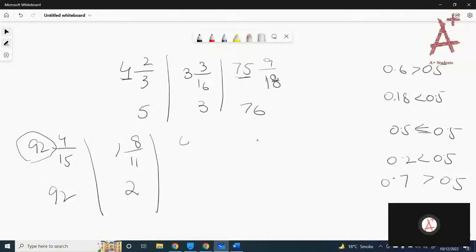The next one is 63 whole 2 by 11. So 2 by 11 is 0.1 and it is less than 0.5, isn't it? So you have to round on the same digit. Just remove the fractional part and then it would be 63. Got it?